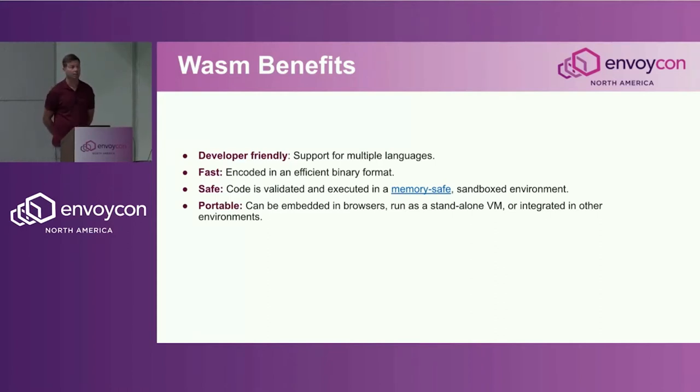Wasm currently supports over 30 different languages that you can write your Wasm modules in. It is fast, so it gets built very quickly. The binary format is very efficient, so you can load your modules very quickly. It's safe, so the Wasm module actually runs inside of a sandbox called a Wasm VM, which we'll talk about in more detail. The Wasm VM has no direct access to the host. Any type of access is done through APIs, and we'll talk about those APIs in more detail in future slides also. And I mentioned that it is portable.